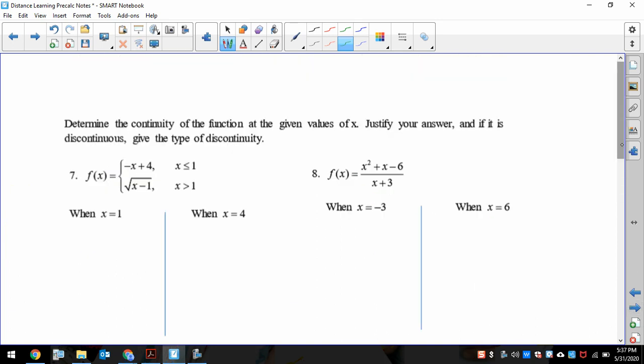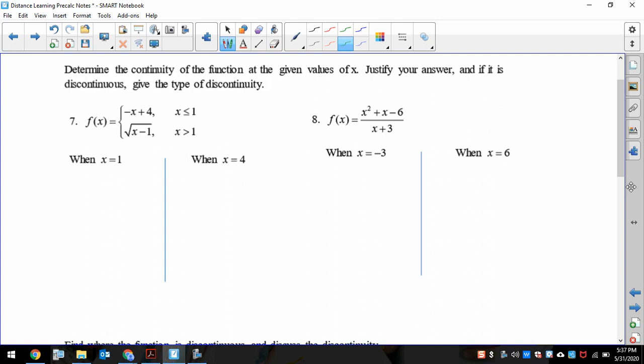Okay, on the next page here, I think we're doing more of the same, but this time they're giving us a defined function instead of a graph. So here we're going to have to be a little bit more intimate with the rules instead of just looking at a graph and saying this is the left limit and this is the right limit. So let's go ahead and jump right in.